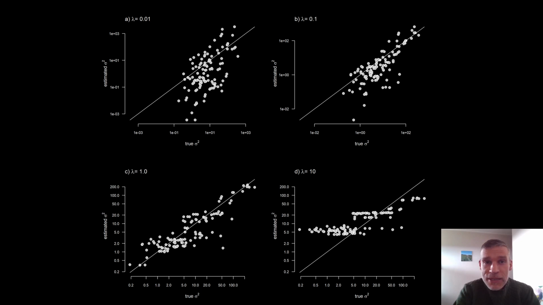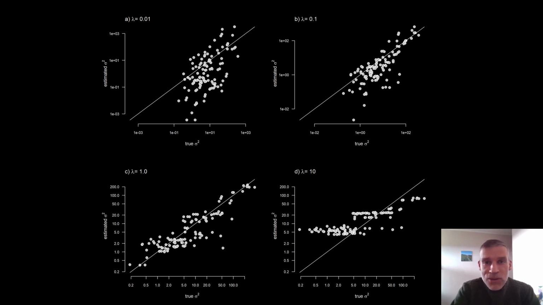After simulating these data, I then fit our model using penalized likelihood for various values of our penalty coefficient lambda, and then I compared the edge-specific rates fit under this model to the generated rates in simulation. In each figure panel, I plotted the true rates on the horizontal axis and the estimated rates on the vertical axis. In this case, we see a strong correlation between our generating and estimated sigma square values across all values of lambda. That's good because these data were simulated under our assumed model.